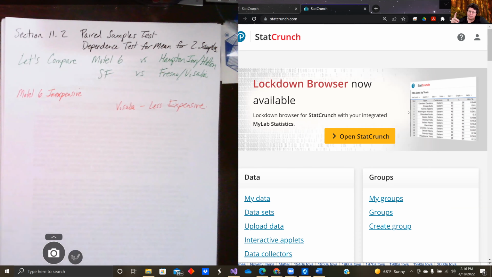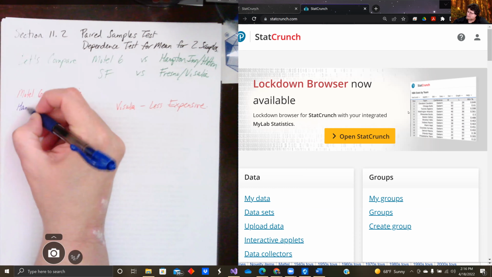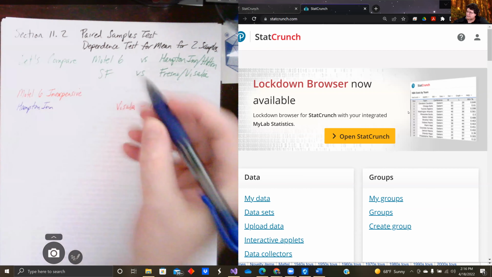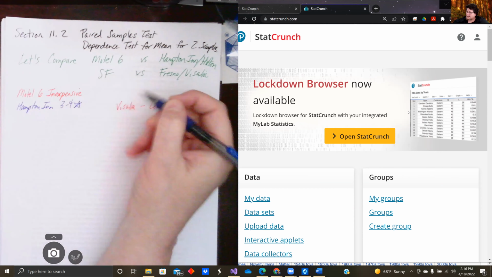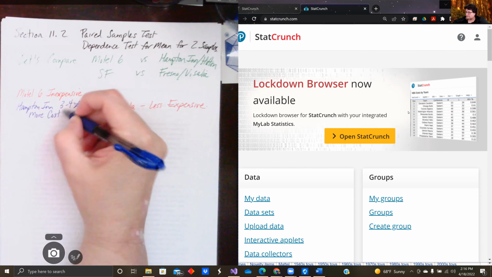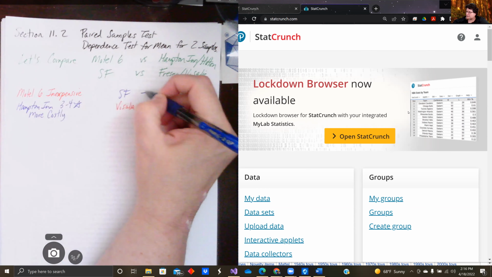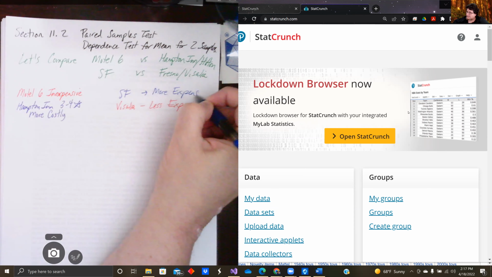Motel 6 is usually like 1.5, 2 stars. It's on the lower spectrum. The Hampton Inn or any of the Hilton-like places tends to be 3 or 4 stars, a little more costly. And that's the same thing with San Francisco. San Francisco, it's more expensive to stay the night just because of where it is.